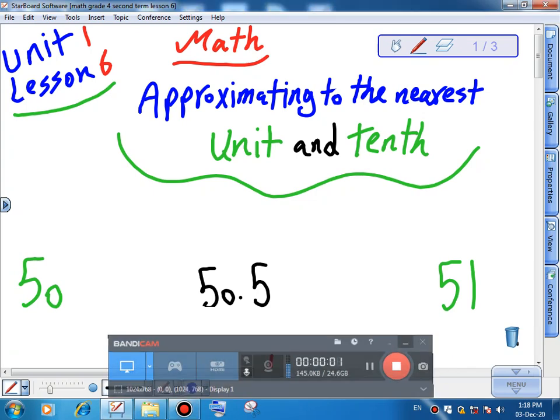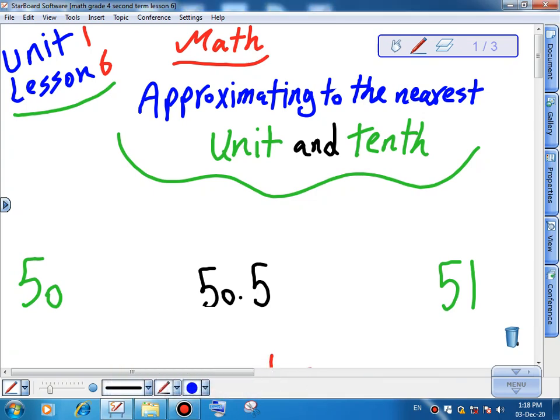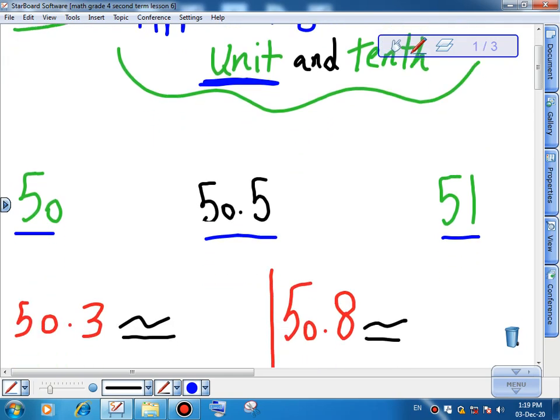Hello everyone, today we are going to learn a new lesson: approximating to the nearest units and tens. First, to the nearest units. What's the meaning of the nearest units? If I have 50, 50.5, 51, I need the nearest number to 50.